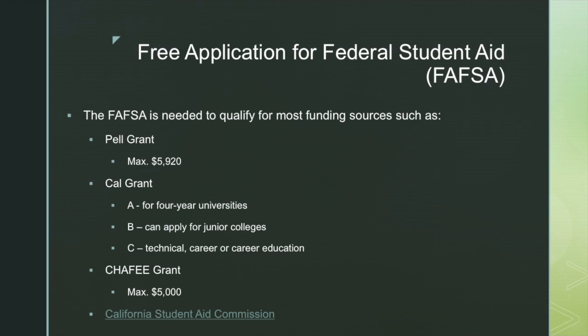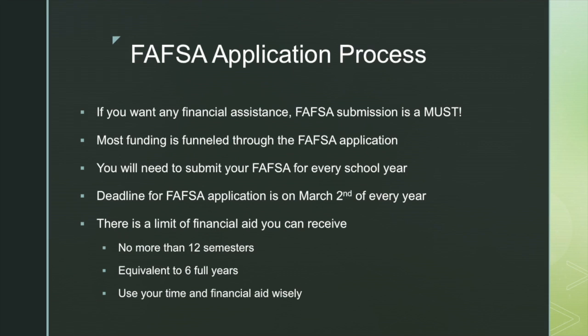The FAFSA stands for the Free Application for Federal Student Aid. The FAFSA is needed to qualify for most funding sources, such as the Pell Grant, which has a maximum of $5,920, the Pell Grant A, B, or C, or the CHAFEE Grant. The CHAFEE Grant is geared for students who were foster youth after the age of 13, I believe. Don't quote me, but you can check that information out. There's also a website here, the California Student Aid Commission, to give you more information about financial aid and funding opportunities for college.